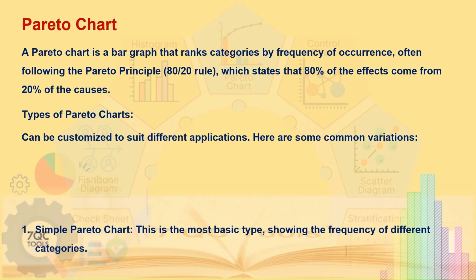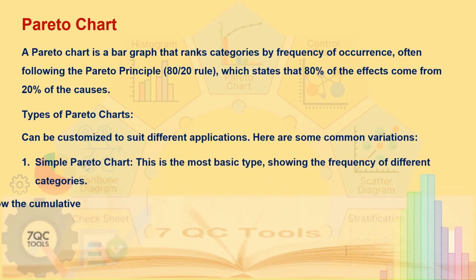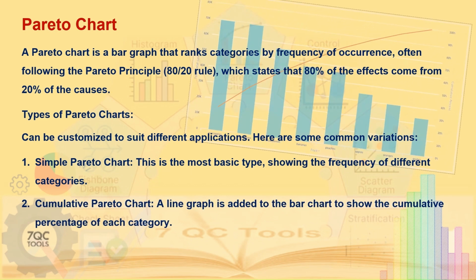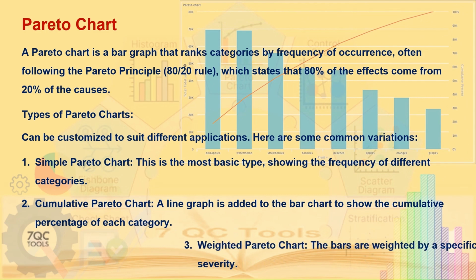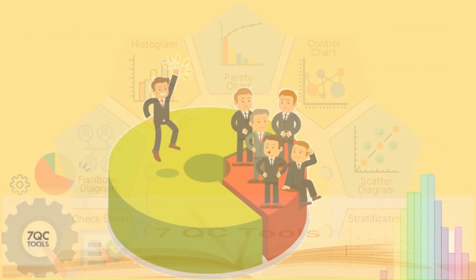Pareto chart ranks categories by frequency of occurrence. Simple Pareto chart, which is the most basic type, shows frequency of different categories. Cumulative Pareto is made by adding a line to the bar chart to show the cumulative percentage of each category. In weighted Pareto, bars are weighted by a specific factor such as cost or severity.